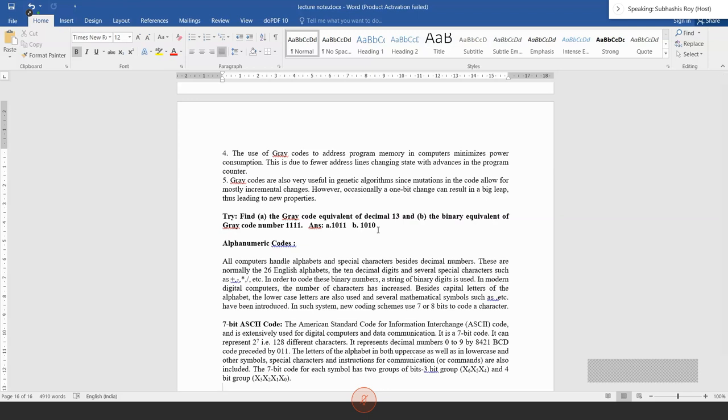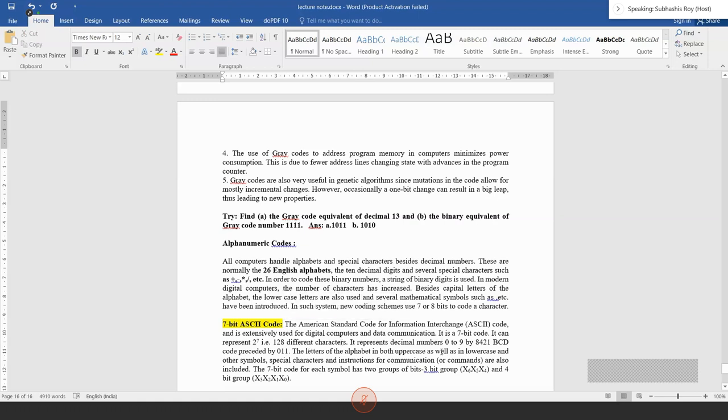So here the alphanumeric codes means that the thing I was discussing, that you need to represent different symbols. There are 26 English alphabets. There are symbols like this. So there is a code, and that code is your 7-bit ASCII code. This is actually the code which is nothing but alphanumeric code.